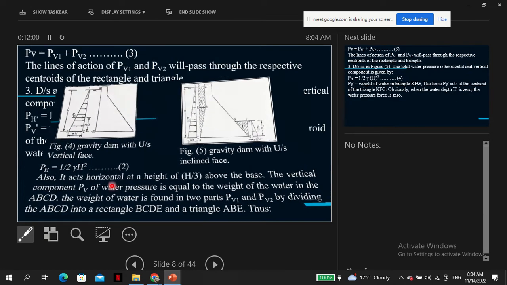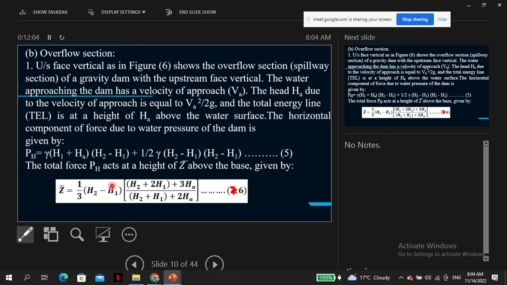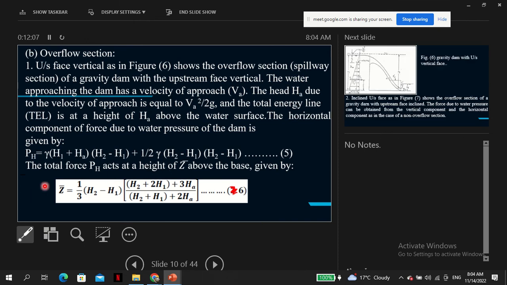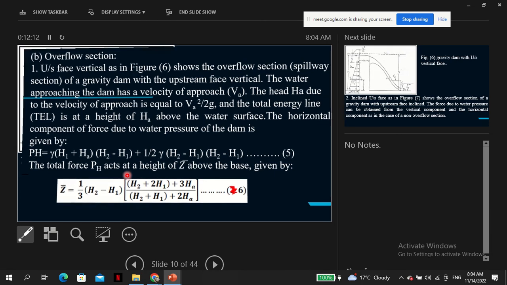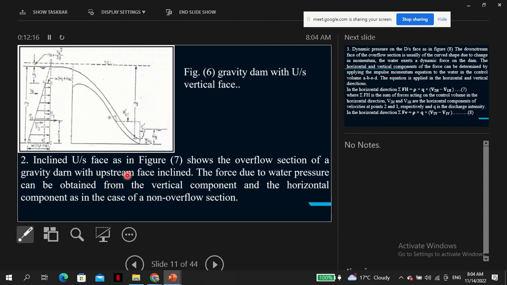Using the same principle, I think I already demonstrated, you can find the effective point of application of the PH. So that's for the overflowing or the spillway overflow section.